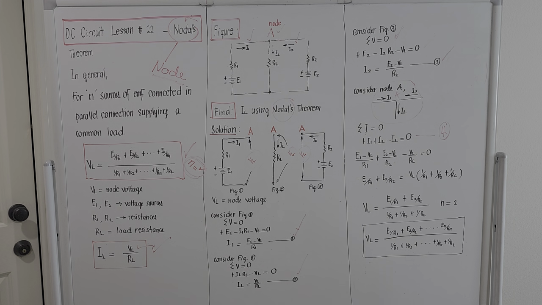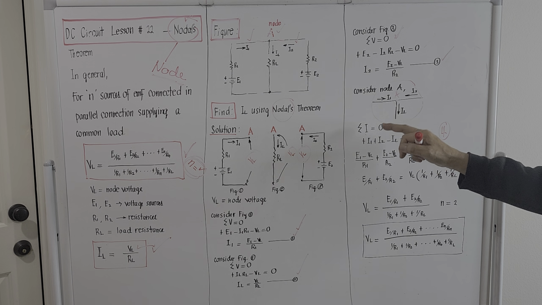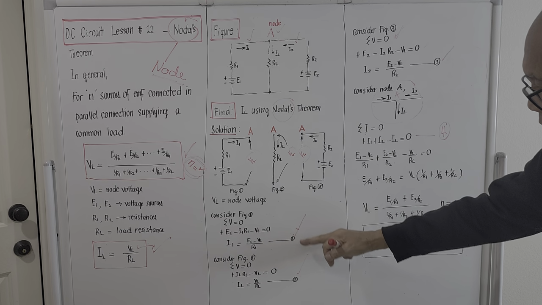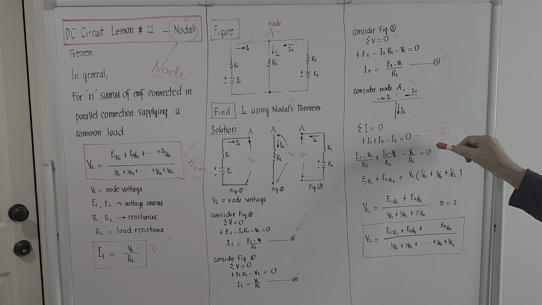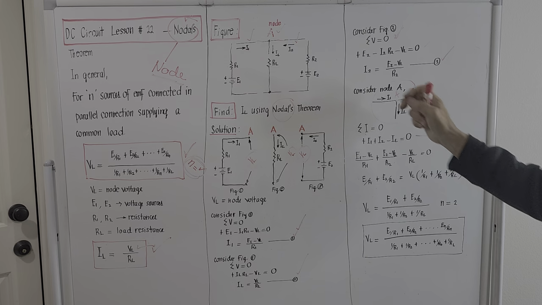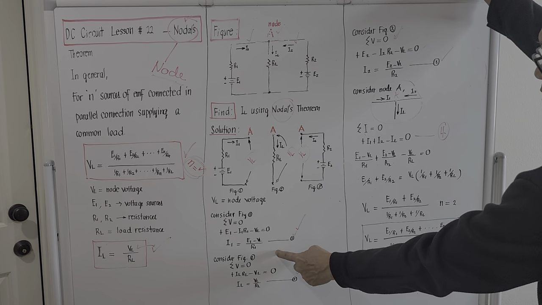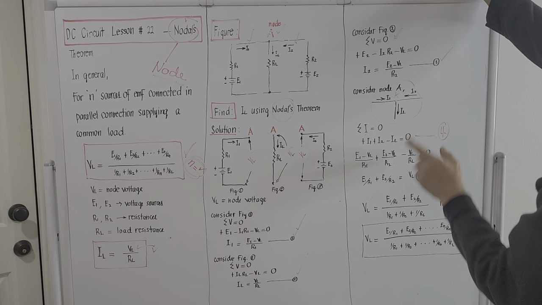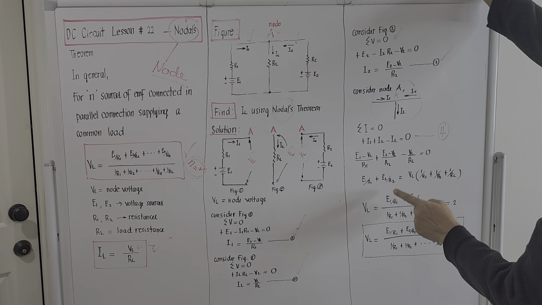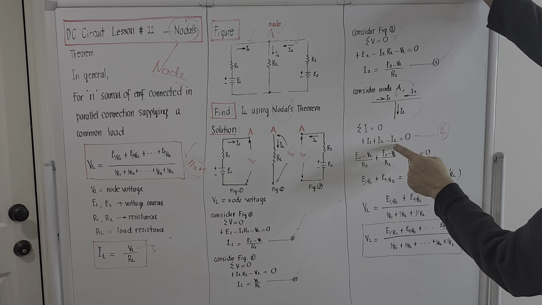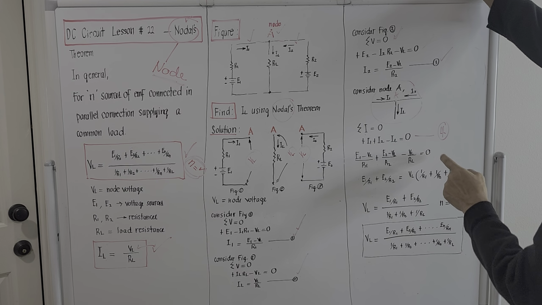So what do we do now? We will take the value of I sub 1, I sub 2, and I sub L emanating from equation number 1, 2, and 3. We place it here. I sub 1 will be E1 minus V sub L over R sub 1. I sub 2 is actually E2 minus V sub L over R sub 2, minus V sub L. I sub L is V sub L over R sub L, and this should be equal to 0.